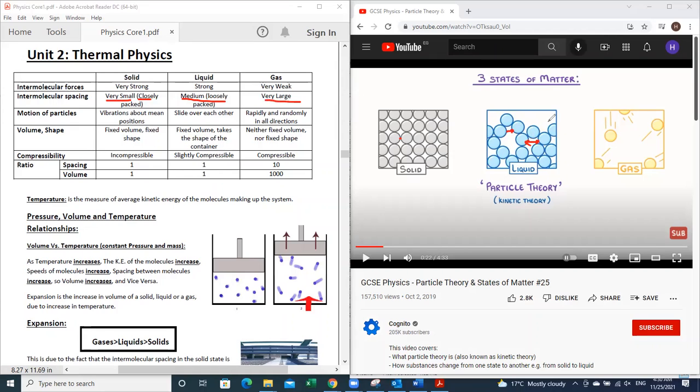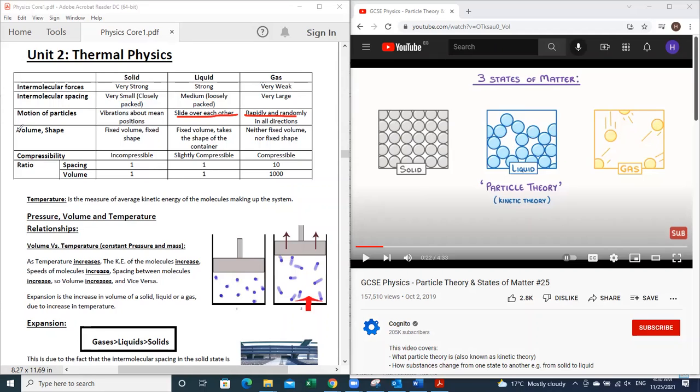While here in the gas, the spacing is very, very large. As for the motion of the particles, in a solid the particles can only vibrate about their position. They cannot go anywhere. While here, those liquid particles can slide over each other. While in the gas, they move rapidly and randomly in all directions.